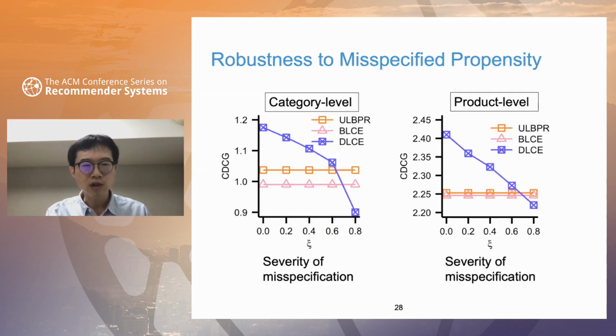Our method requires the propensity. We assume that this propensity is recorded as a recommendation log. However, if it's not available, we need to estimate the propensity. So we investigate the dependence on an inaccurate propensity estimate. So here we can see that for a wide range of misspecification, our DLC performs better than other baselines.